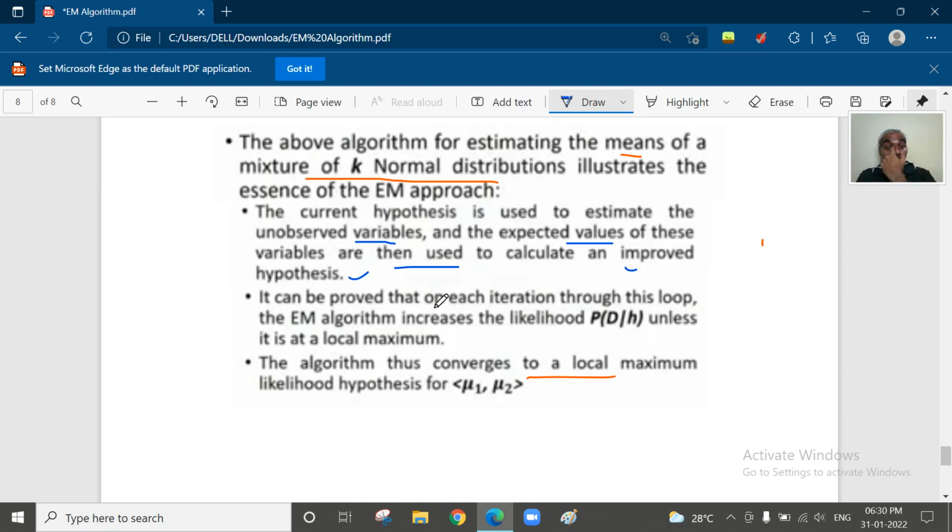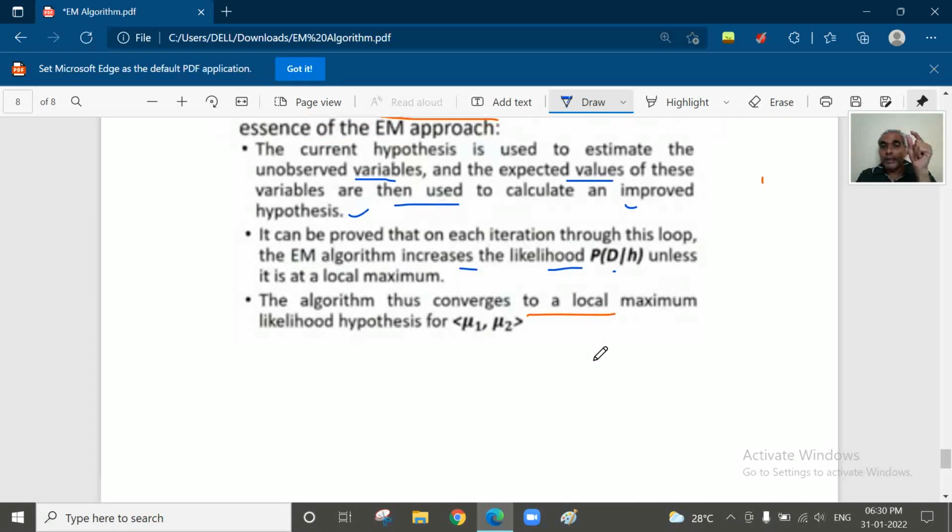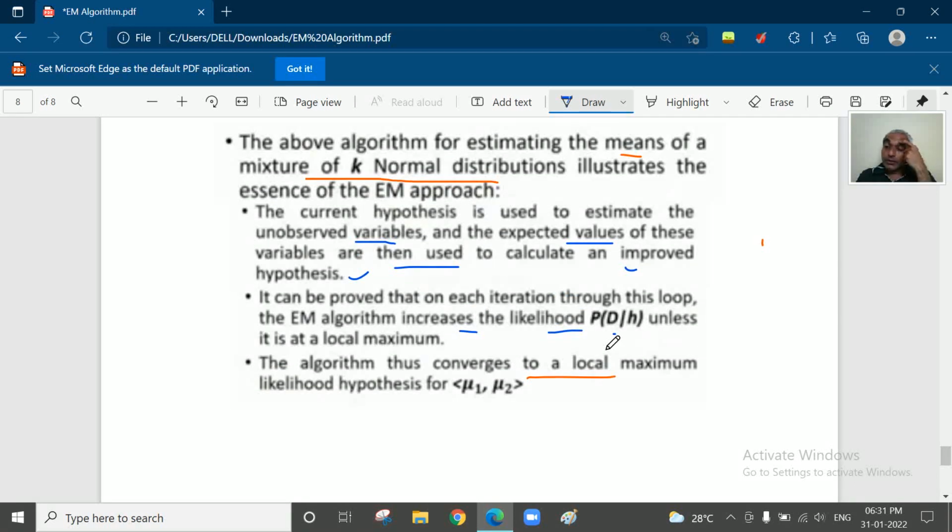It can be proved that on each iteration through the loop, the expectation maximization algorithm increases the likelihood, right? It keeps on increasing the likelihood, that is the probability of that particular data set given the hypothesis. Here the hypothesis is the expected value or mean that you are going to identify. So we keep on doing this until the algorithm converges. Converges means the difference in the mean that you are going to find has to reduce. Then only we are going to get the maximum likelihood hypothesis. So this is the algorithm which is called the EM algorithm or expectation maximization algorithm.